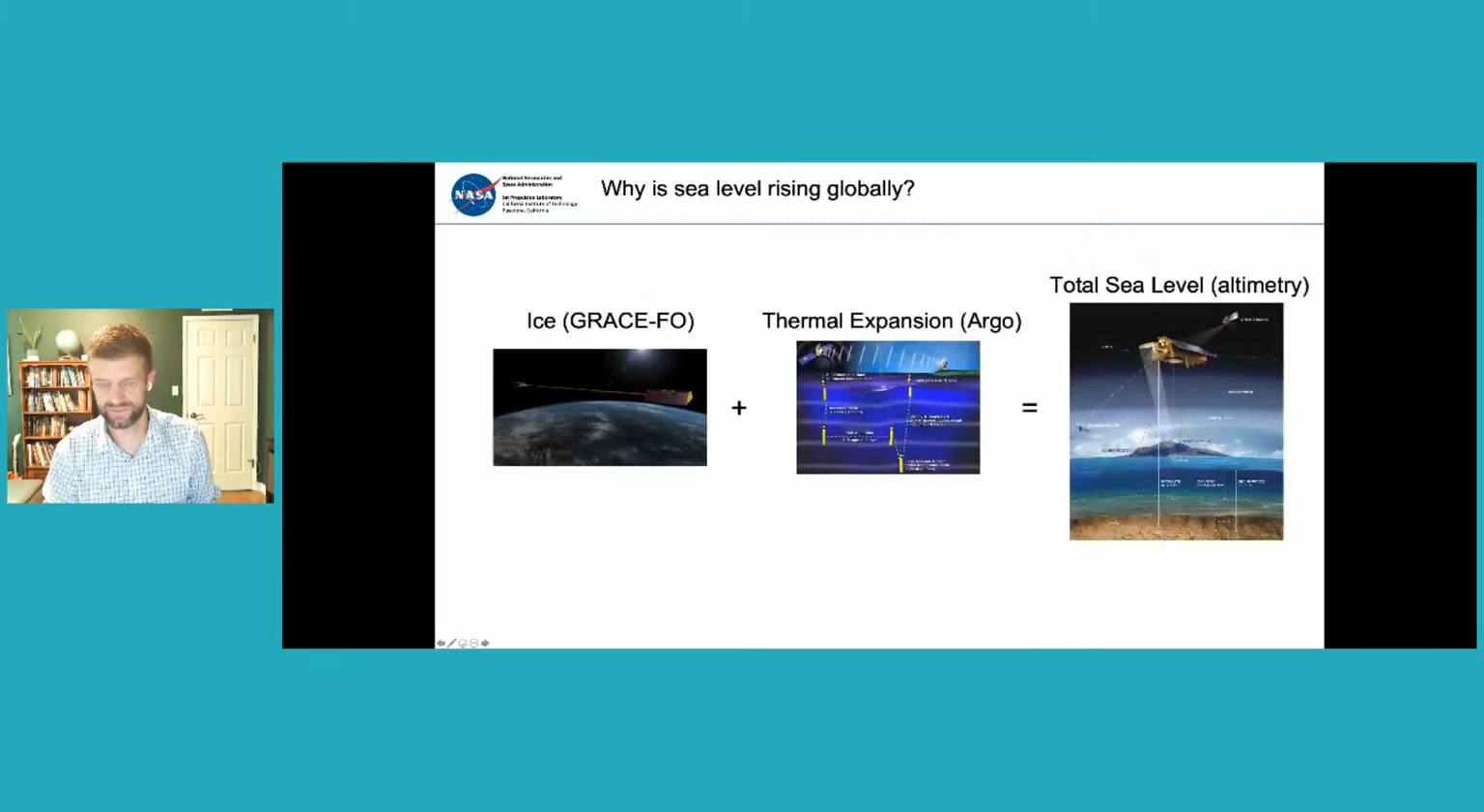All right, so if we revisit this equation, we have one last factor to talk about. This is the thermal expansion from the Argo profiling floats. These are not satellites. These are actually in situ observations and not a specific NASA observation, but they do kind of complete this assessment here. So just doing the math in our head, we have about 2 millimeters per year from ice. We have 3 millimeters per year from altimetry total sea level. So our expectation for Argo would be about 1 millimeter per year if this were to work out.